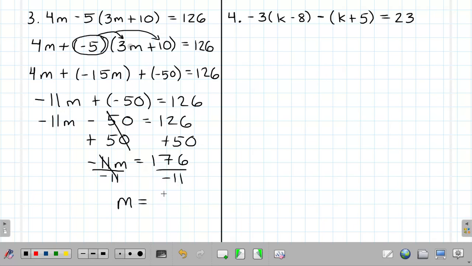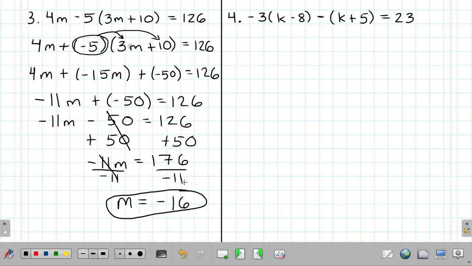M is equal to positive over negative, negative. Once again, this is another one. I don't really expect many people to do this one in your head, but if you can think of it, the answer here is actually, once again, positive over negative, negative. 176 over 11 is 16. So the answer is negative 16.